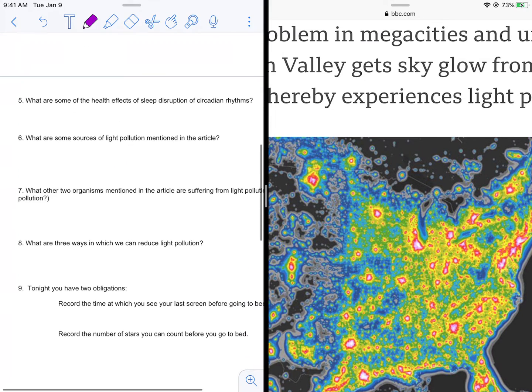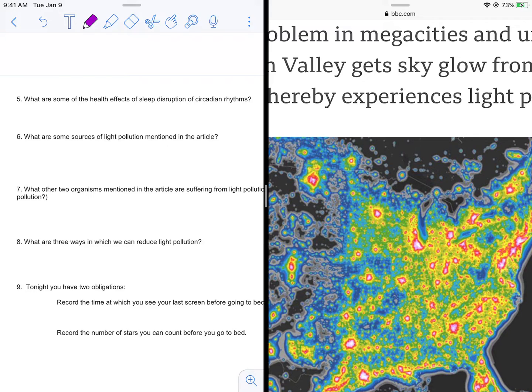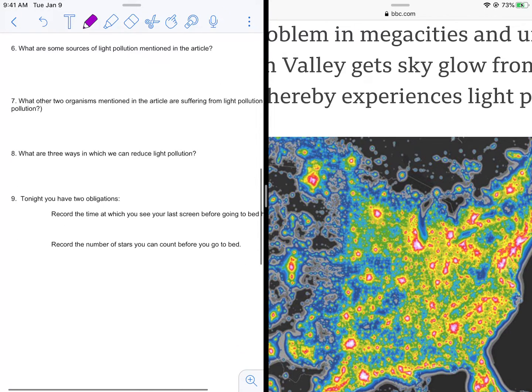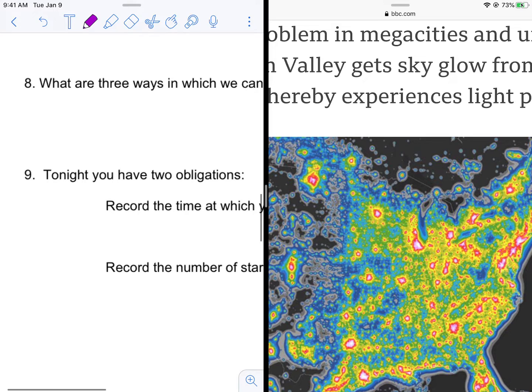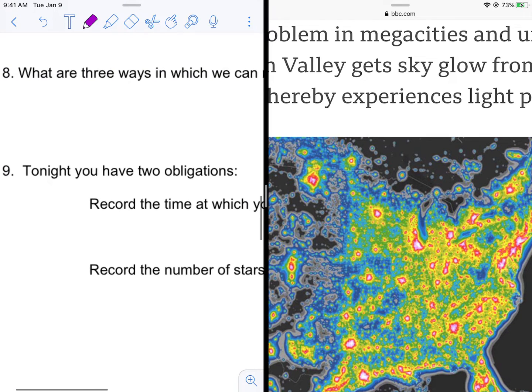And so this article is going to actually tell you some ways that we can reduce light pollution as well, which is important because you'll see the harmful effects that come from too much light in a certain area. And then at the end of this reading, you cannot find answers to this question number 9 in the reading because you have to do it.